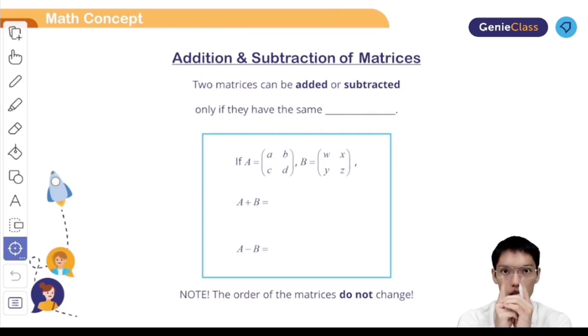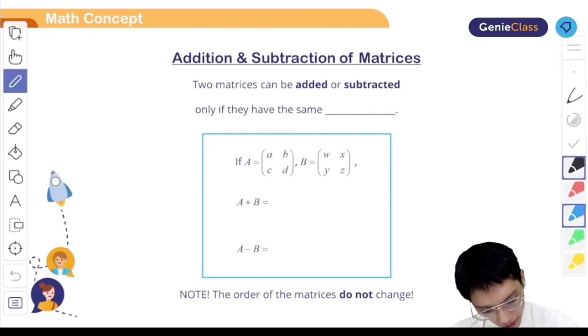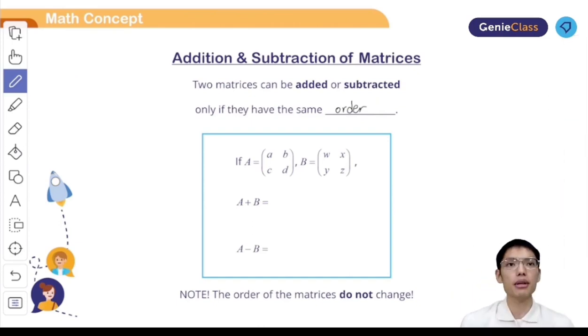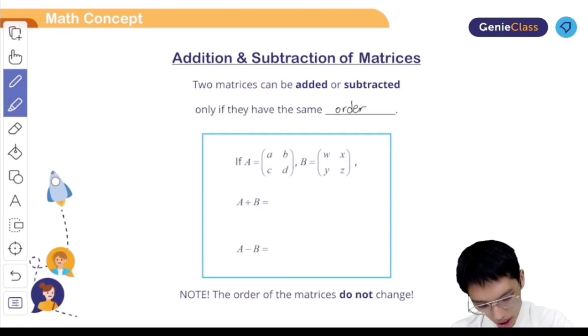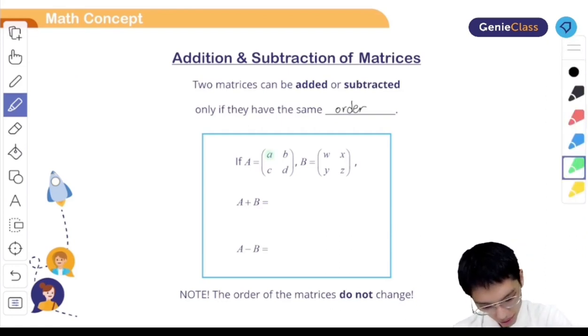If you want to add or subtract them, they first have to be of the same order. In this case, if they are of the same order and we add them, we add the corresponding positions. So again, follow my color coding, very important, guys. B and X, C and Y, D and Z.